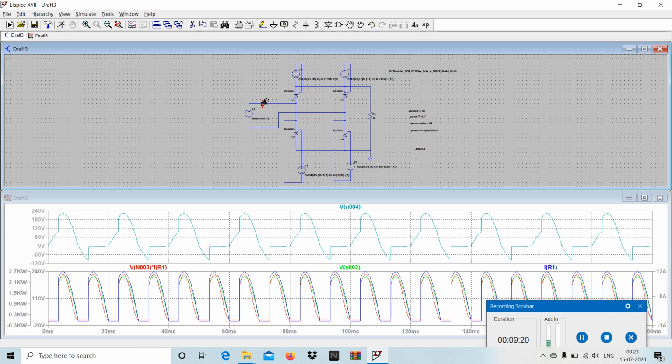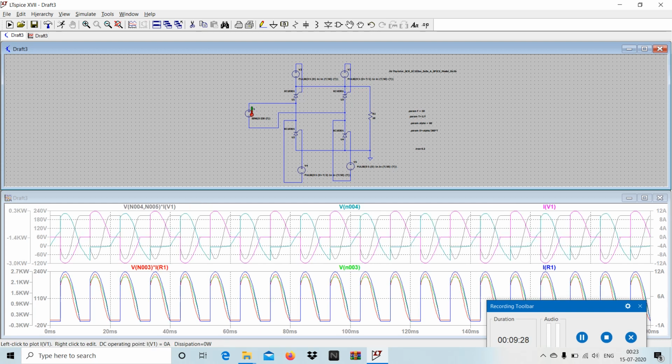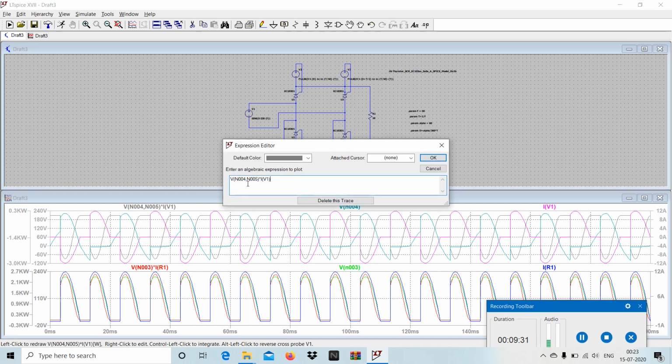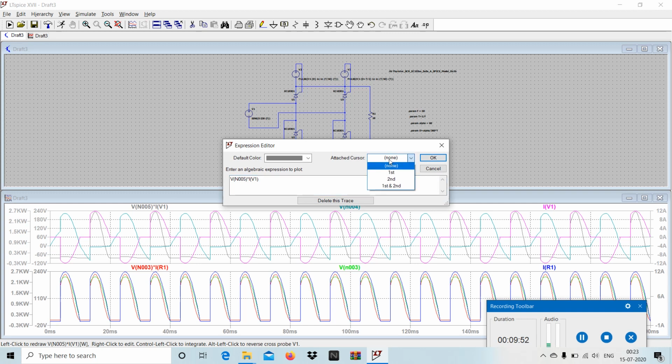This is the input sine wave, then this is the current. Here the formula needs to change to only 0.5. Almost here also we are getting around 2.3 kilowatts. So both. Likewise you can measure it, and if you want you can right click and select the cursor. Based on that, you can measure the input power and output power, and check your circuit.